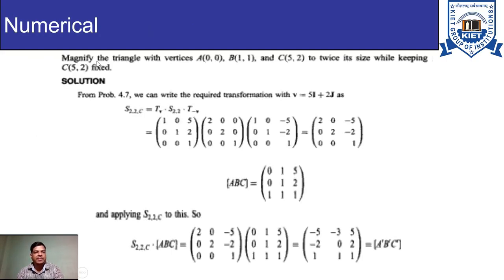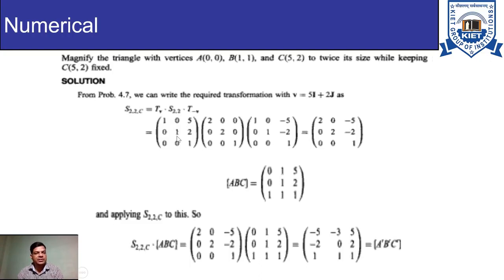It says: magnify the triangle with vertices A 0 0, B 1 1 and C 5 comma 2 to twice its size while keeping C 5 comma 2 fixed. Again in this case we have to multiply three matrices. First we have to perform the translation. We have to move the fixed point to the origin. For that we perform translation. Then in the second matrix we perform the scaling about origin because the pivot point is now at origin. And finally we shift the point back to its original location. In this case we are not saying it as a pivot point, we are saying it as a fixed point.